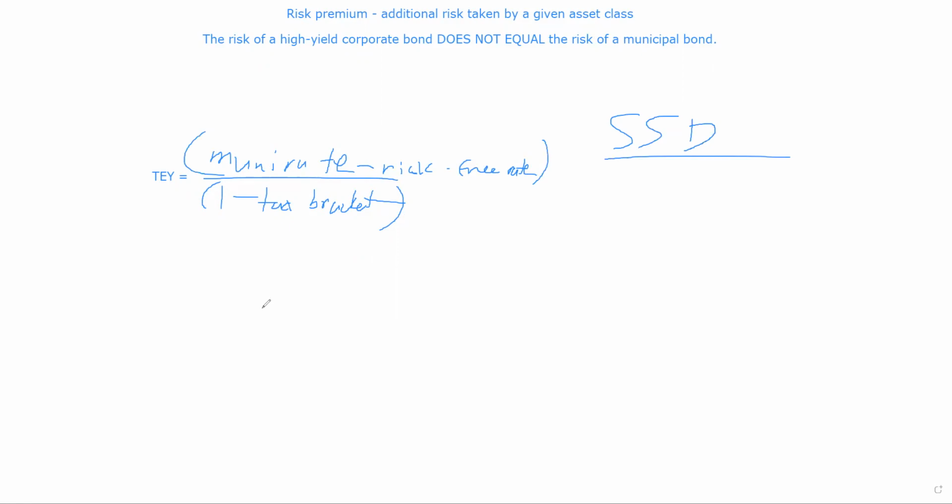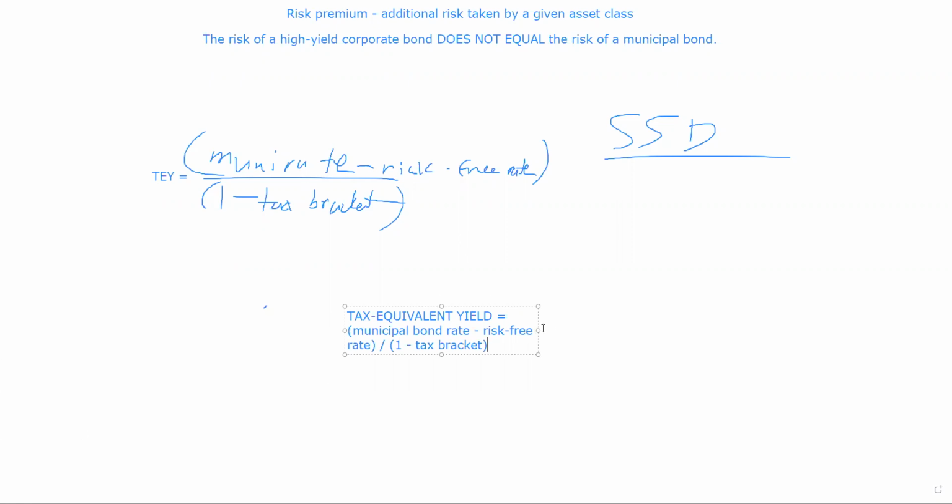And so what we're doing, let me type this out. This is much better. Let me type this out real quick. So tax equivalent yield equals municipal bond rate minus the risk-free rate all over 1 minus tax bracket in decimal form.